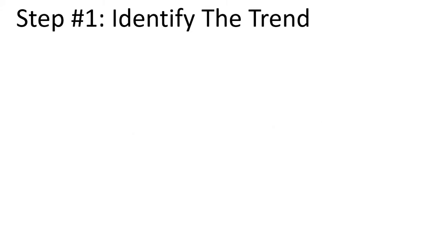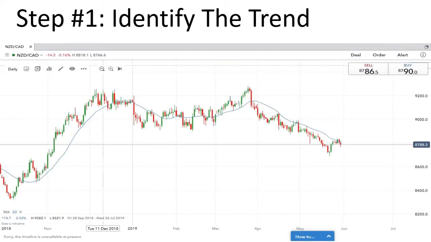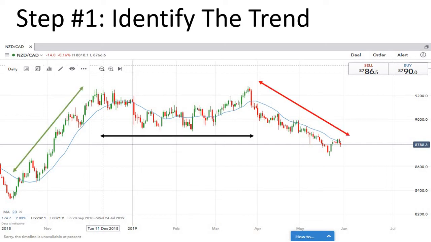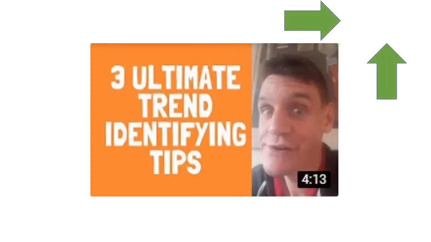Step 1 is to identify the trend. Moving averages are only really useful in trending markets. When it comes to ranging markets, they really give you very little information, as you can see here. I'm not going to go into detail in this video about how to identify the trend, as I've covered this in the video which is appearing in the top right of your screen right now. If you need 3 ultimate trend identifying tips, then check that video out right now.